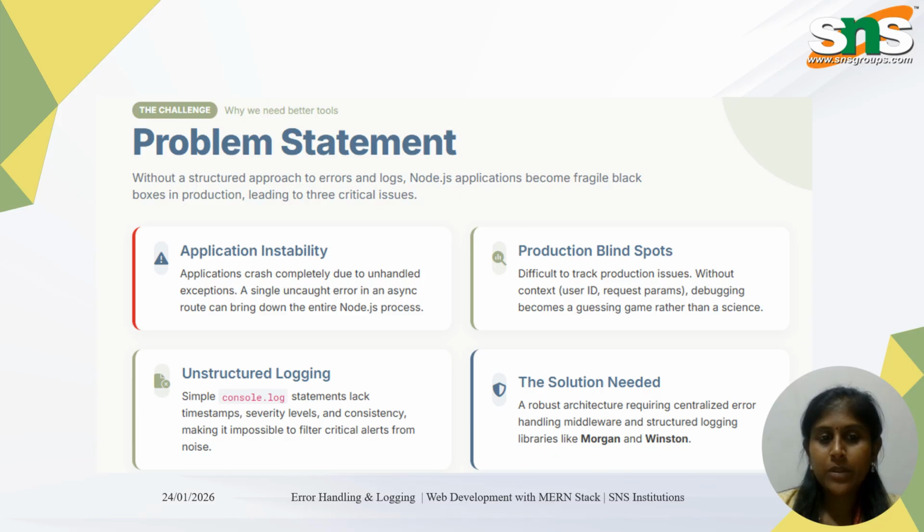Now comes the problem statement. Error handling is the process of detecting, managing and responding to errors. Instead of exposing raw errors like "cannot read property of undefined", we show "something went wrong, please try again". Internally we log the real error. Externally we show a safe message.